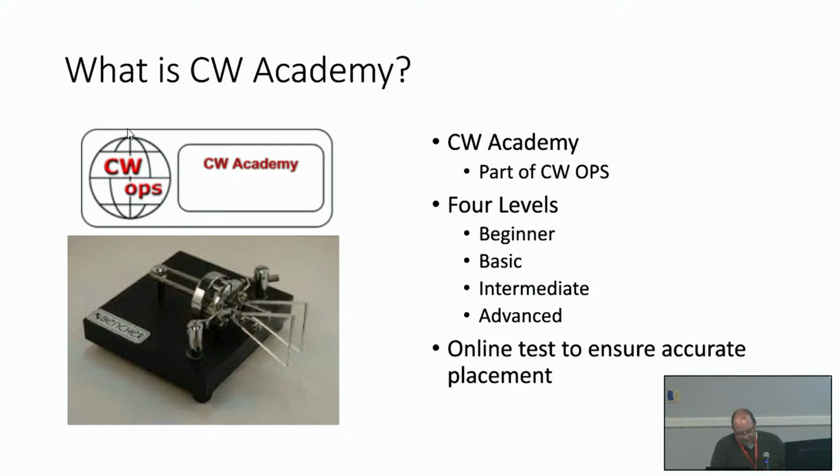There are four levels: beginner, basic, intermediate, and advanced. I recently took the beginner class. If you're not sure where to start in the CW Academy, there's an online test. They say if you can't recognize these letters instantly, then go down a level and take that test, and keep going down until you find the right class for you.